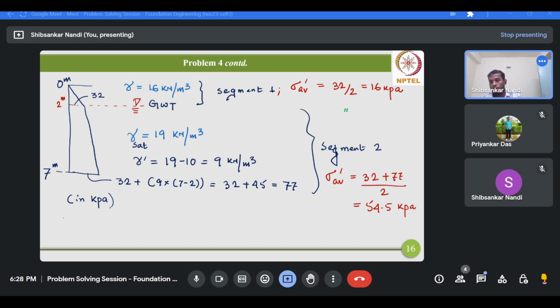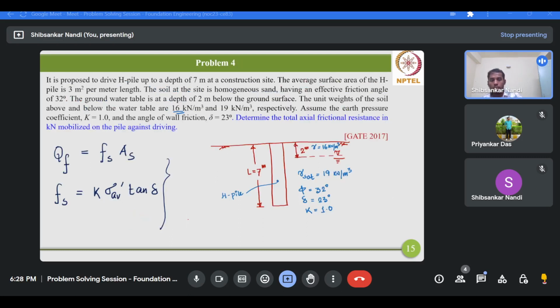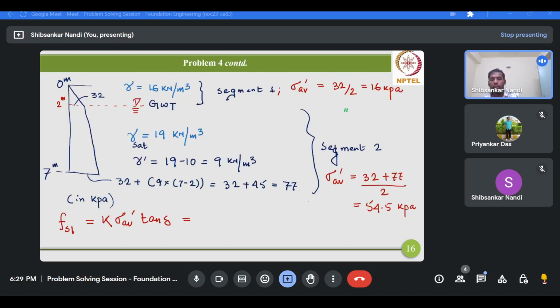So we can calculate the unit skin friction resistance applicable for these two segments individually. FS1 for segment 1 will be K times sigma AB average times tan delta. K for this problem is given as 1 and delta is given as 23 degrees. So 1 multiplied by 16 multiplied by tan 23.